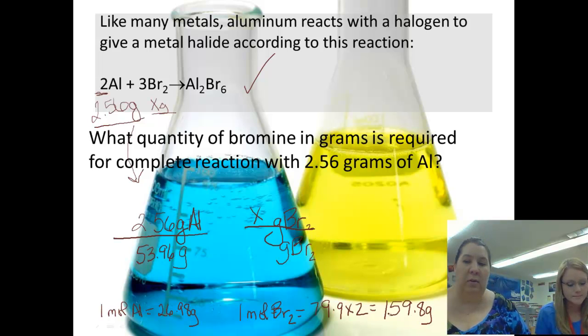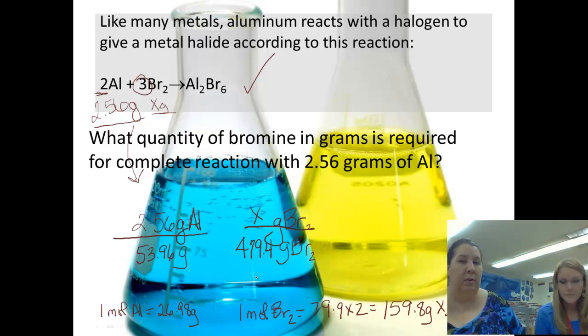The equation says we need 3 moles. So we've got to take this number and multiply it by 3 now. So 159.8 times 3 is 479.4. That's pretty big. Okay, so I'm going to put that over here in my ratio so that we can do the calculation here. Okay, we're almost done. We've got our proportions set up.